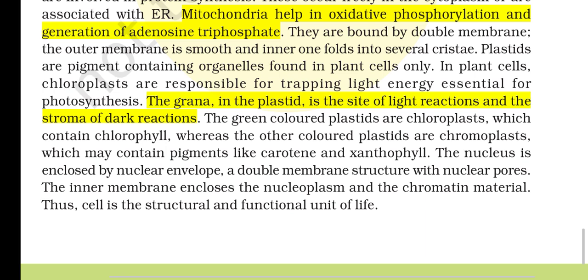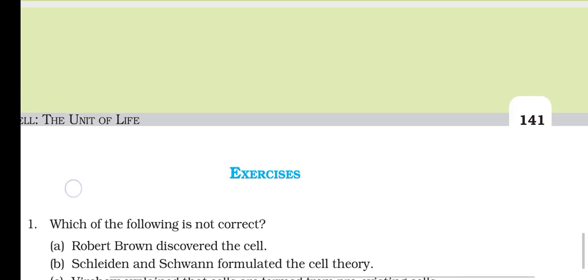The green-colored plastids are chloroplasts which contain chlorophyll, whereas the other colored plastids are chromoplasts which may contain pigments like carotene and xanthophyll. The nucleus is enclosed by nuclear envelope, a double membranous structure with nuclear pores. The inner membrane encloses the nucleoplasm and the chromatin material. Thus, cell is the structure and functional unit of life.